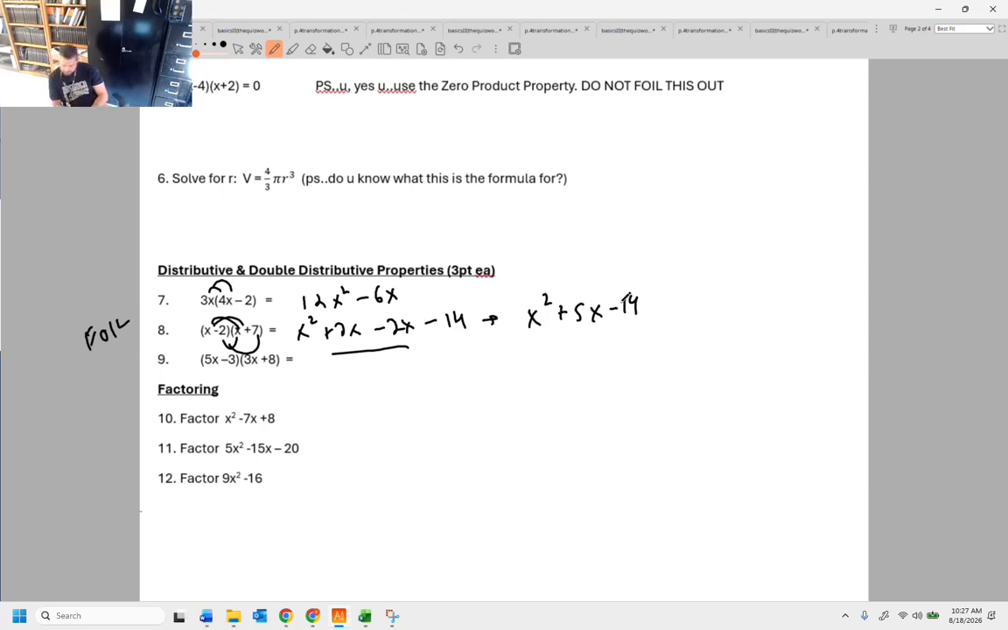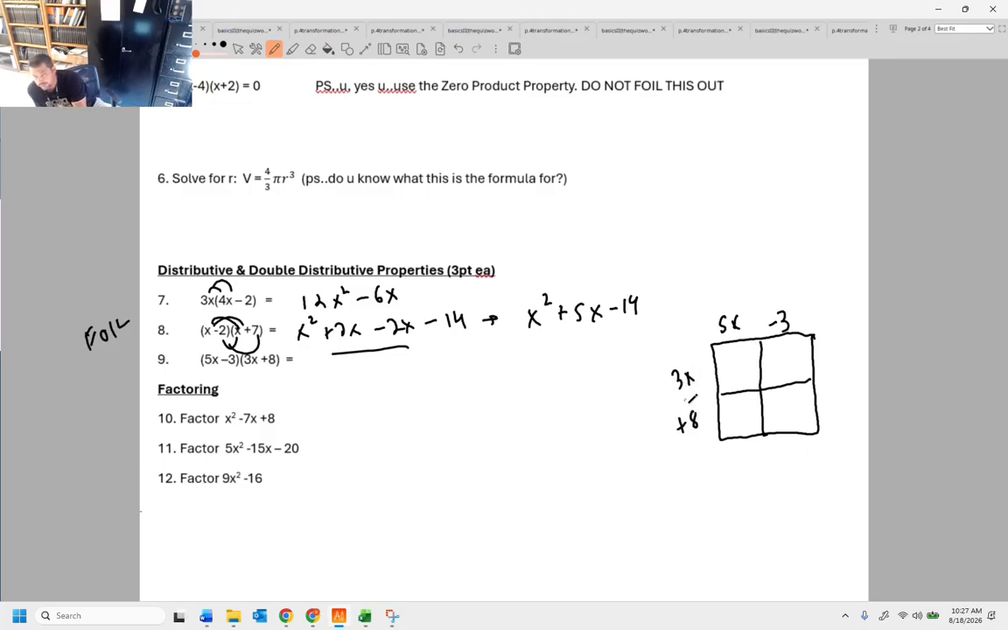Number 9, it's worth showing. A lot of kids, probably about 15% of the student body, you can't FOIL. You can't do the double distributive property. I don't know why you can't. I just know you can't. I'm not hating on you. I'm just saying I just know you can't do it.